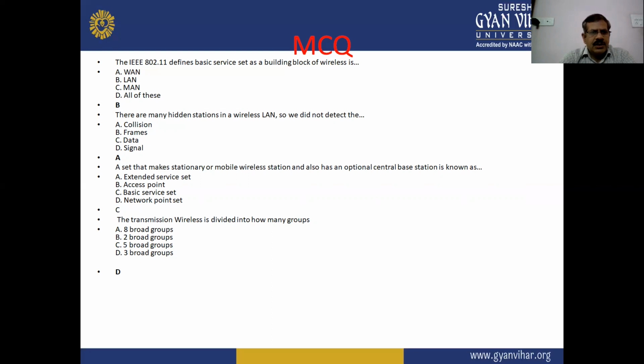In the next question, a set that makes up stationary or mobile wireless stations and also has an optional central base station is known as: A, extended service set; B, access point; C, basic service set; D, network point set. Here the correct answer is option C, the basic service set.